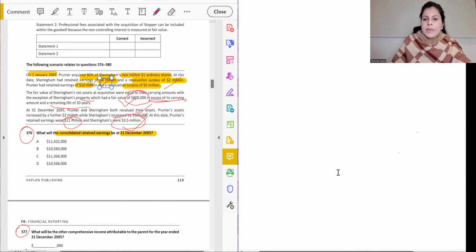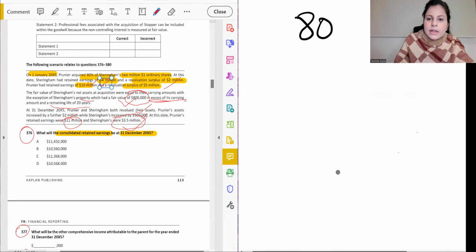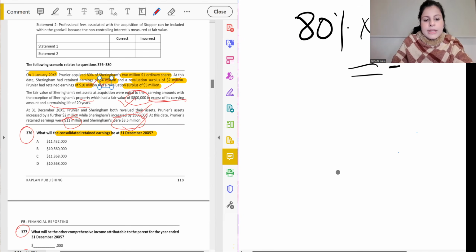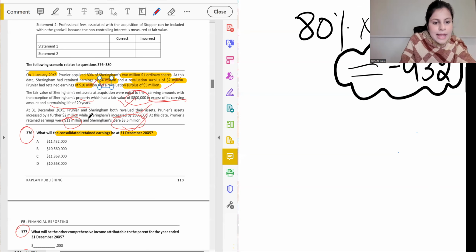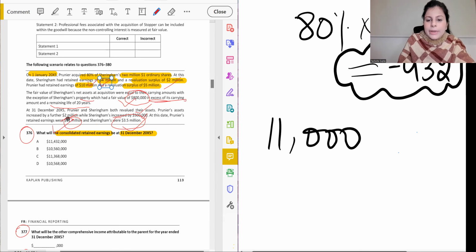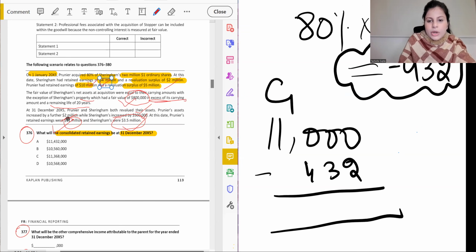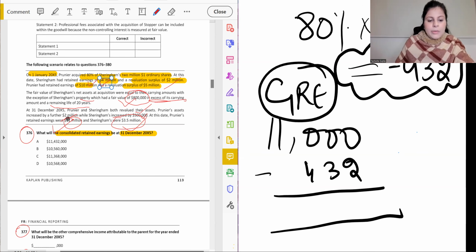So what's the parent share? Parent share is 80%. So 80% of 540 is how much? 432. So total loss allocated to the parent is 432. So whatever the parent's retained earnings at the reporting date, they were 11 million. That means 11,000. In that, I will deduct 432. Come on, tell me how much do you get? This is your group retained earnings. How much are you getting?